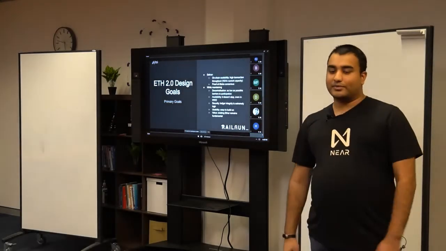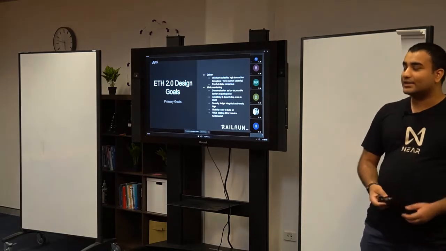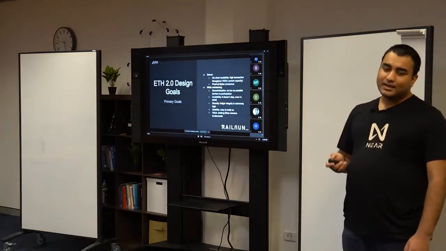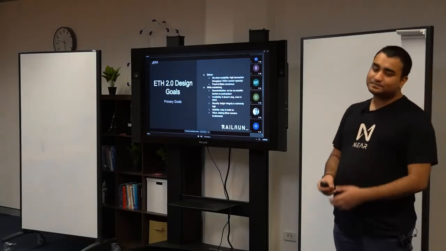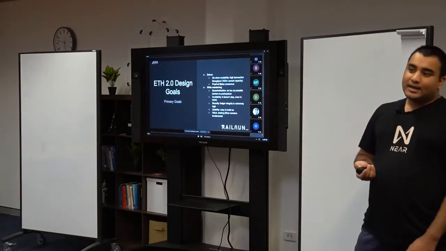So for ETH 2.0, we've got a set of design goals that we need to meet. We want to deliver on-chain scalability. So we don't want to.